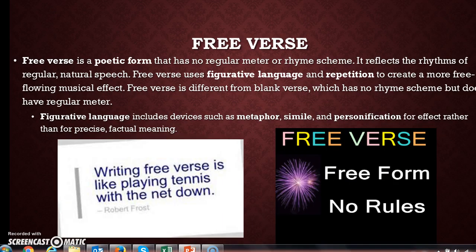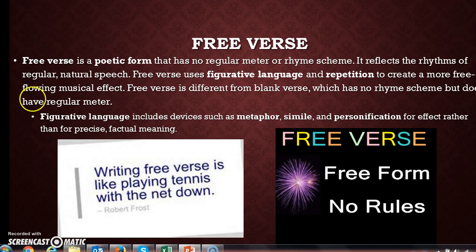Free verse, on the other hand, is the opposite of that. Free verse is a poetic form that has no regular meter, so no beat, no regular rhyme scheme. It reflects the rhythms of regular natural speech. Free verse often uses figurative language and repetition to create a more free-flowing musical effect. It's different than blank verse, which has no rhyme scheme but does have a regular meter.